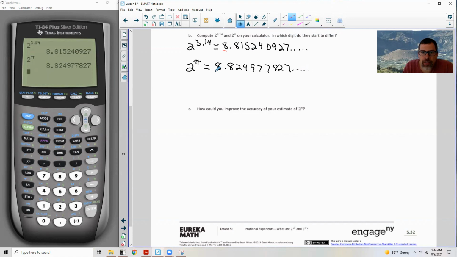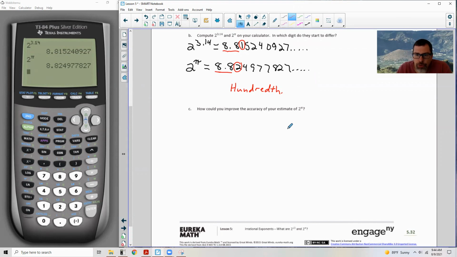And it says, in which digit do they start to differ? So here's an 8, here's an 8, 8.8, 8.8, 8.81, 8.82. In which digit? It is the 100th.